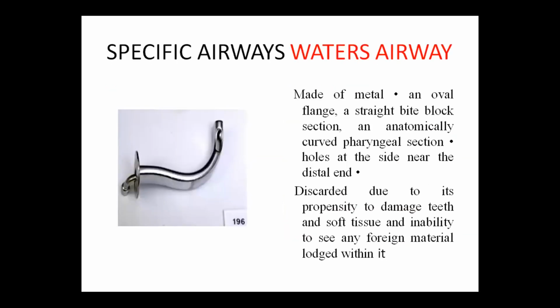Now, I would also like to mention some specific airways which may be present in the museum of some medical colleges or institutions. One is the Waters airway. It is now hardly used, but it was made of metal with an oval flange, and the bite block was straight with an anatomically curved pharyngeal section, and holes were present at the side near the distal end. And the port you can see, you can give oxygen through that. Its use has been discarded because it can cause a lot of soft tissue damage. Moreover, it's not transparent, so you cannot see whether any foreign material is lodged within it.